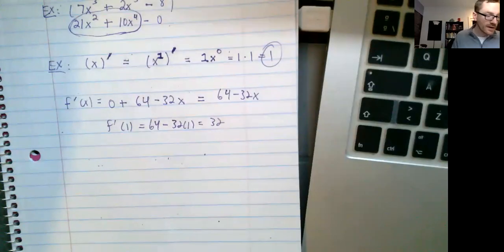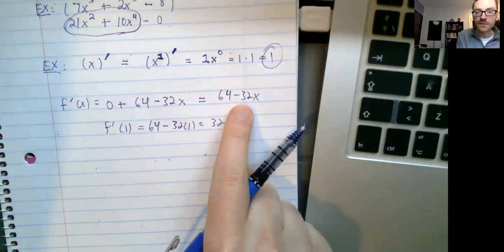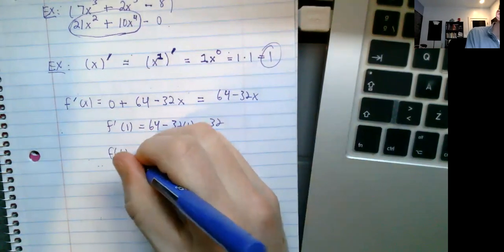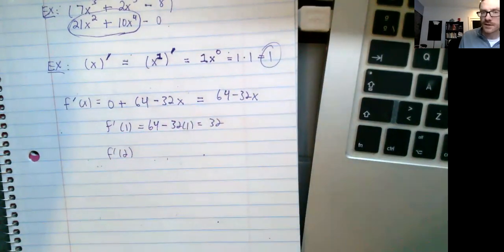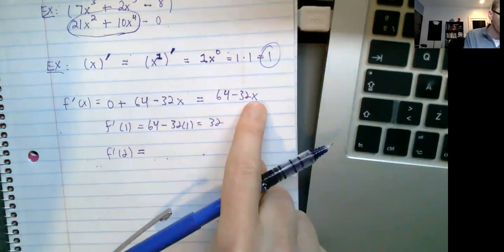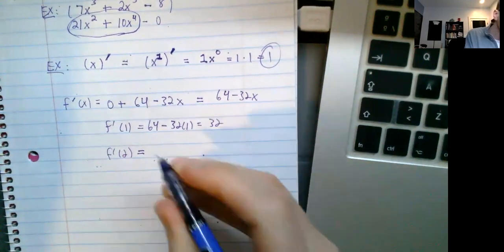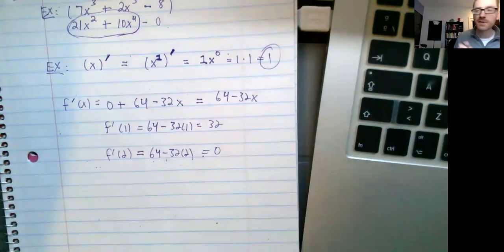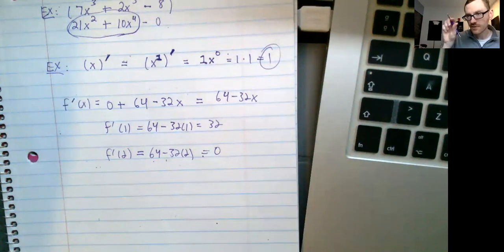And now that I've got a formula for the derivative, I could find the instantaneous velocity of the rocket at any other time really easily. What's f prime of 2? That means how fast is the rocket going 2 seconds in? All you have to do is plug 2 into this function. 64 minus 32 times 2 is actually 0. It's because the rocket is turning around 2 seconds into the trip, so it's traveling at 0 miles per hour at that moment.